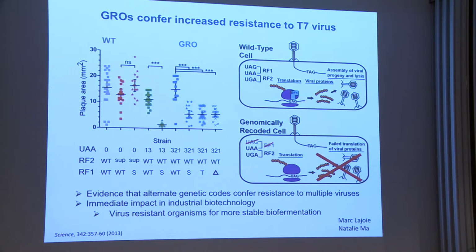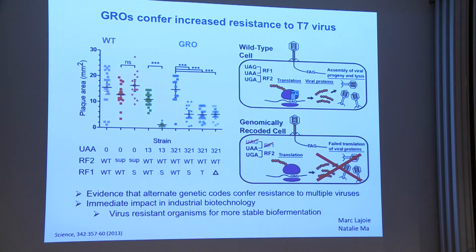As I mentioned, one of the goals here is to see if we can engineer organisms that are isolated. One key experiment in doing so is to test the ability of phage to infect these recoded organisms. Here what I'm showing you is data from an experiment looking at plaque area, looking at the T7 infection using your wild-type E.